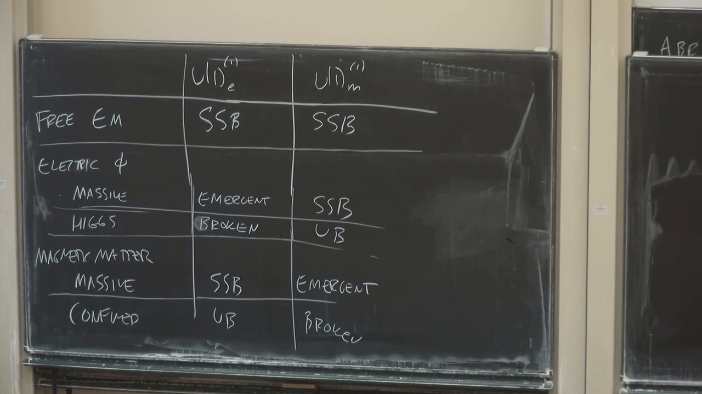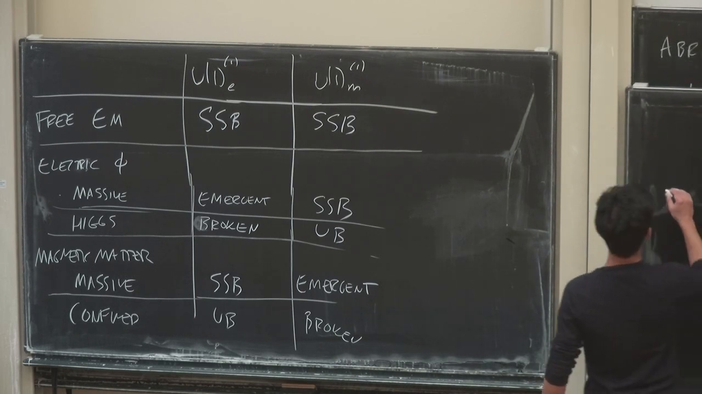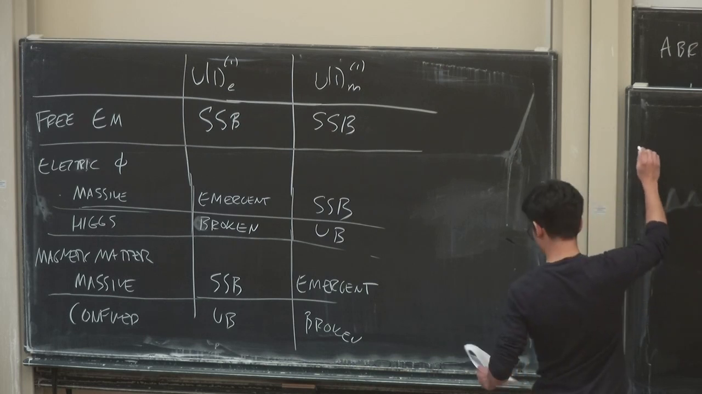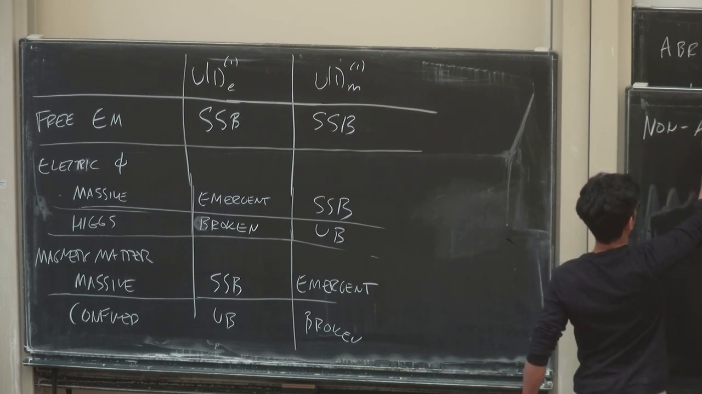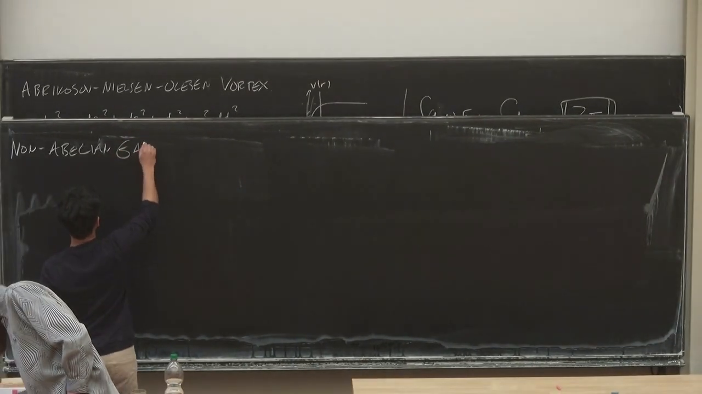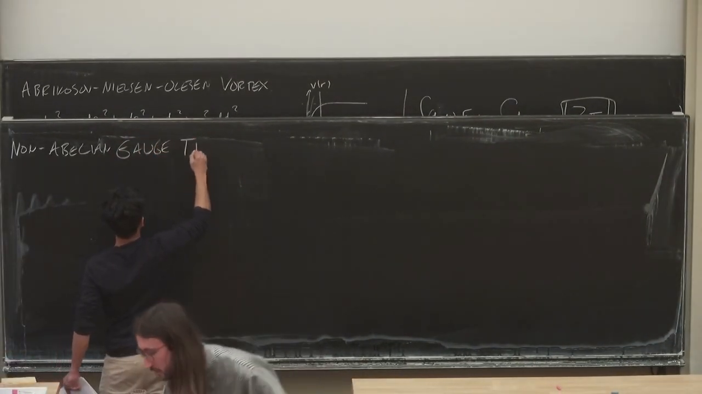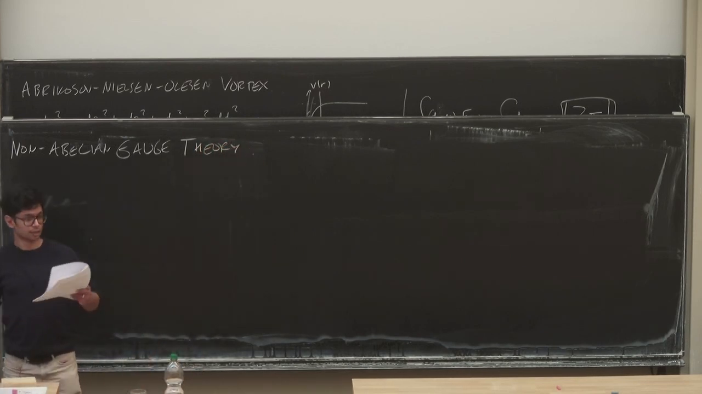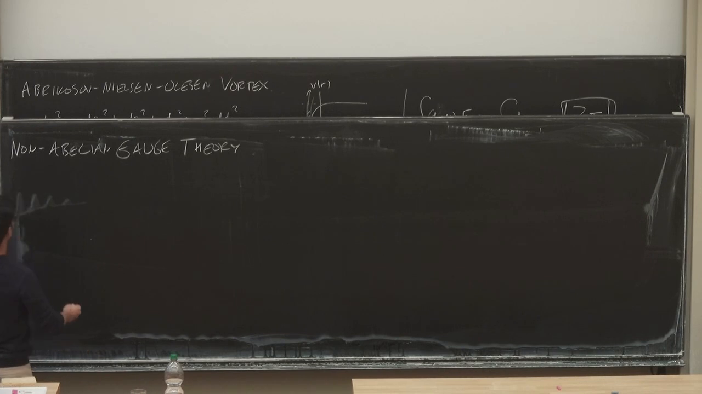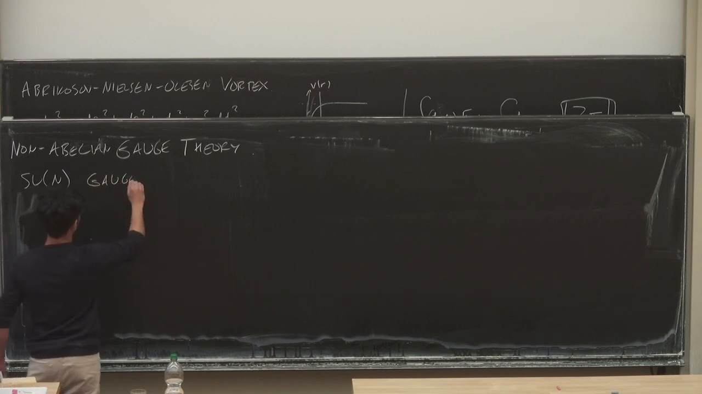And for now, let's go beyond simple theory. So everything I discussed was a very simple theory. I will now go to non-abelian gauge theory. Okay. So, in particular, what is the phase structure of SU(N)? What is the higher form symmetry structure of SU(N) gauge theory? That is now what I want to ask.